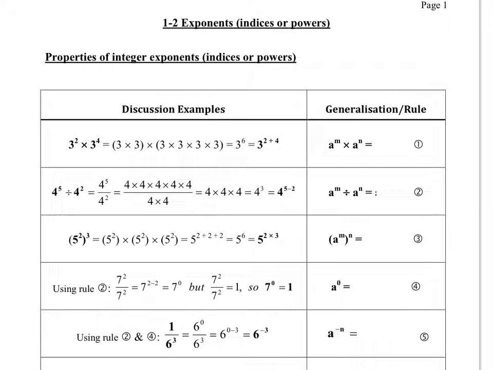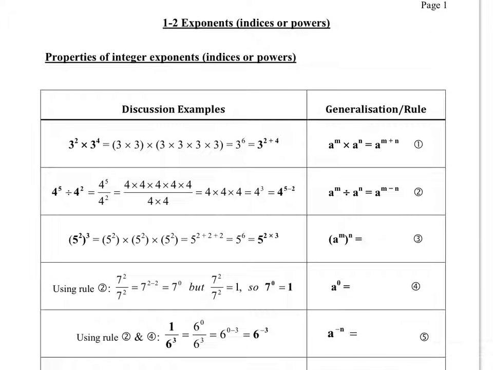in a rule, it's going to be a to the power of m times a to the power of n equals a to the power of the two things added together. And a similar kind of thing works for the division, except in this case you have the numbers cancelling each other out, so it's m minus n instead.